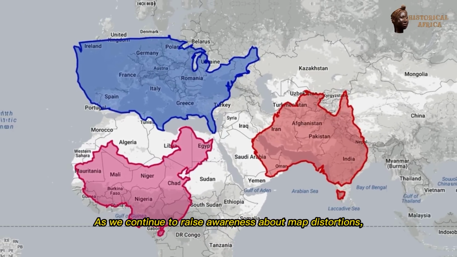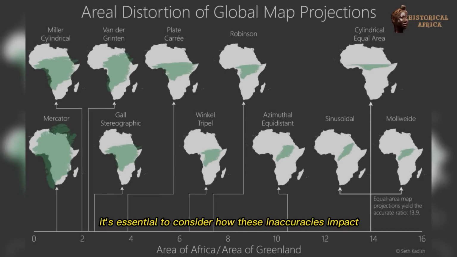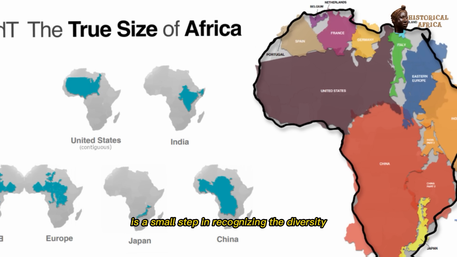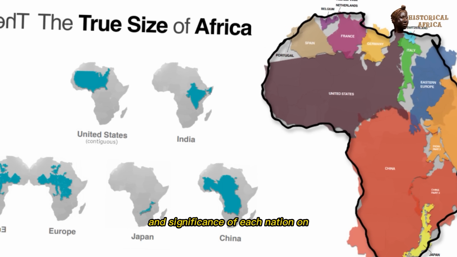As we continue to raise awareness about map distortions, it is essential to consider how this inaccuracy impacts our understanding of the world. Acknowledging the true size of Africa is a small step in recognizing the diversity and significance of each nation on the continent.